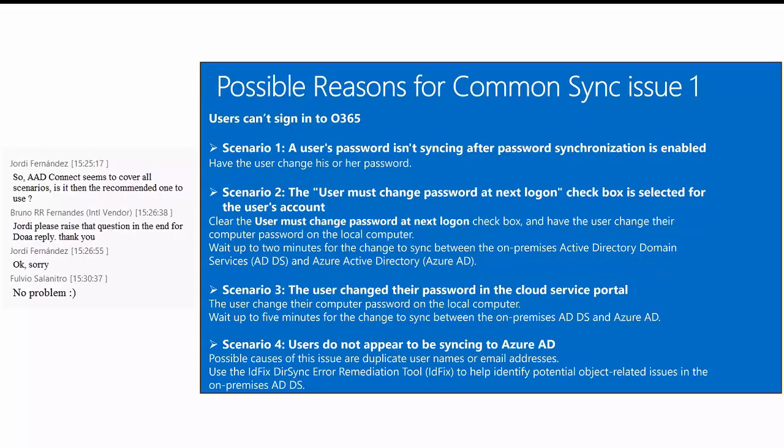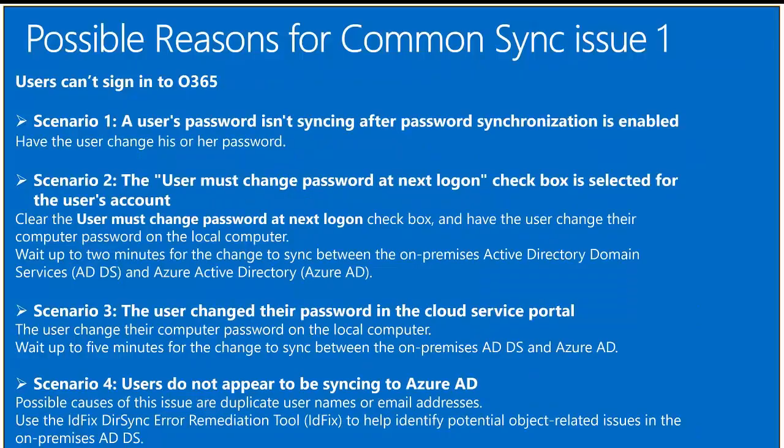Wait for a couple of minutes for the changes to sync back to the on-premise local Active Directory and the Azure Active Directory, and they should be able to log in. A third scenario is where the user changed their password in the cloud service portal. So the user changed their computer password on the local computer, then have them wait for a couple minutes, and then the change will happen where synchronization between the on-premise Azure Active Directory and the local Active Directory will update.